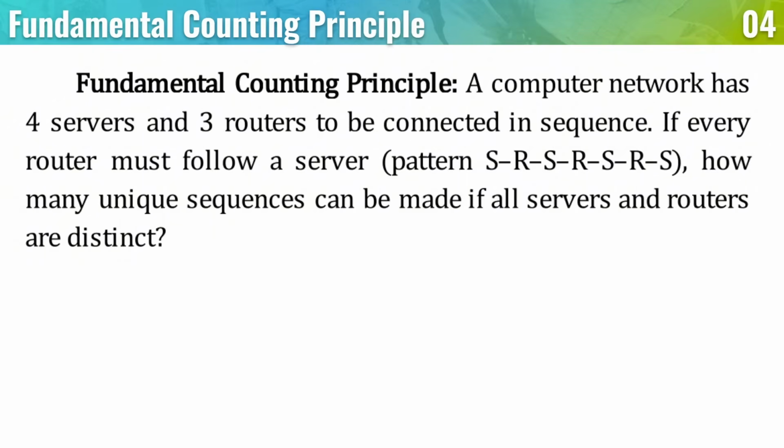The next one. A computer network has 4 servers and 3 routers to be connected in a sequence. If every router must follow a server, pattern SR, SR, SR, SR, S, how many unique sequences can be made if all servers and routers are distinct? So we could write blanks like earlier, or we could simply count how many S's and how many R's there are. So it says here that there are 4 S's and 3 R's.